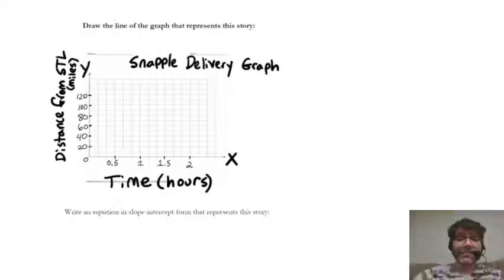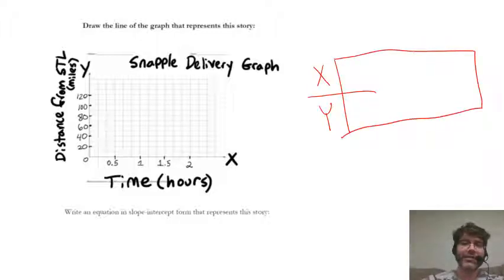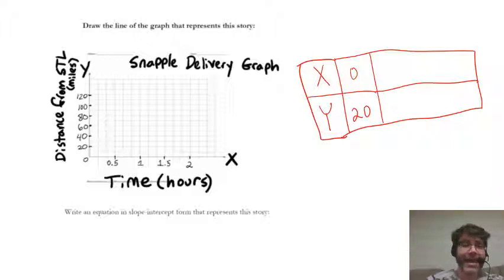Okay, so I know that the table isn't on this sheet right here because we're on a PowerPoint slide, but if you can imagine back to the table, we had an X and a Y, and remember at time 0, he was already 20 miles away from St. Louis. He was at the truck stop. He had a head start, so to speak. So that means that at time 0, we're at a distance of 20. So I'm going to put that red dot on the graph right there.